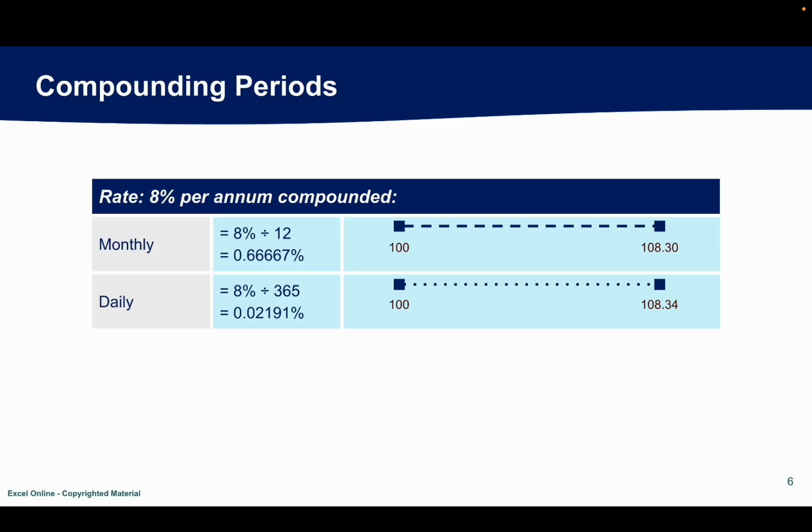Each month, the balance grows on top of itself, and we get a final balance of $108.30. Now, if we have a $100 loan at 8% compounded daily, we take the 8% and divide it by 365 to make the rate daily. Each day, the balance grows on top of itself, and we get a final balance of $108.34.